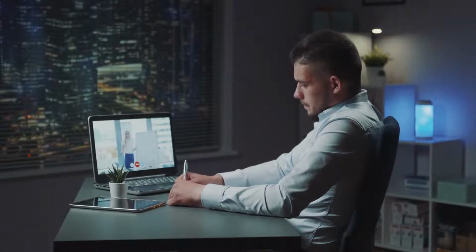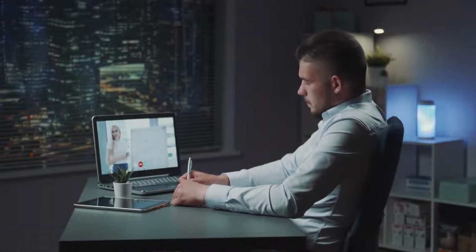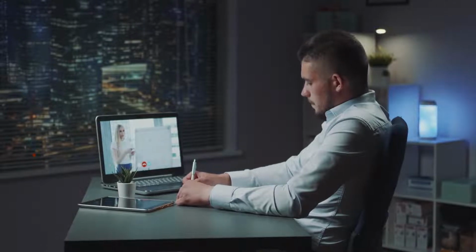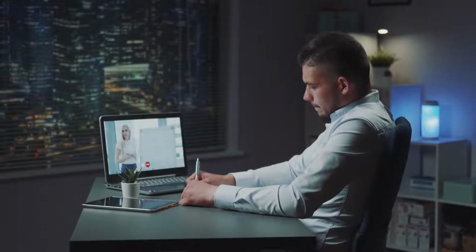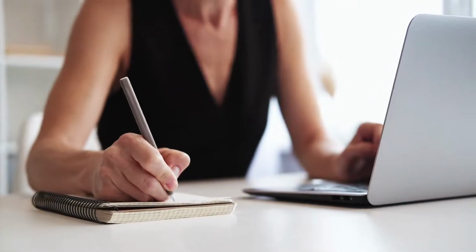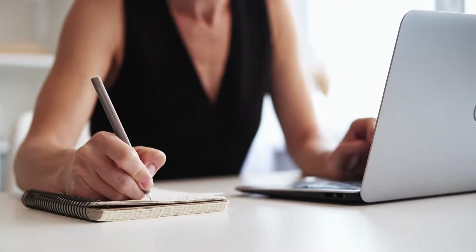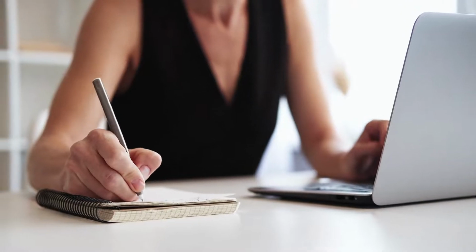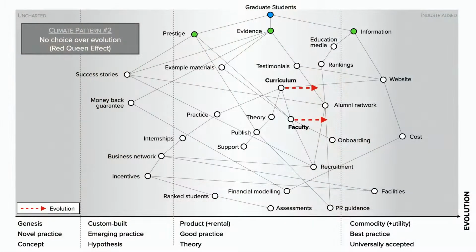The only way to stay ahead in this game is to continually listen to and respond to users' needs, especially unmet needs that no other business school is meeting, or monitoring what rivals are doing and quickly copying what seems to be working. And this brings us to the second of our 9 climate patterns.